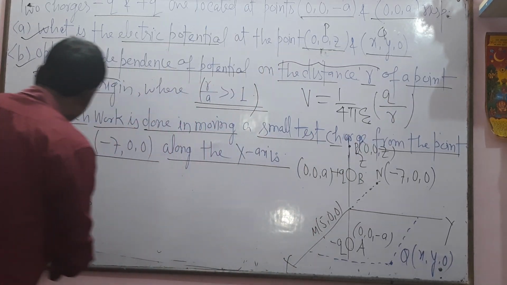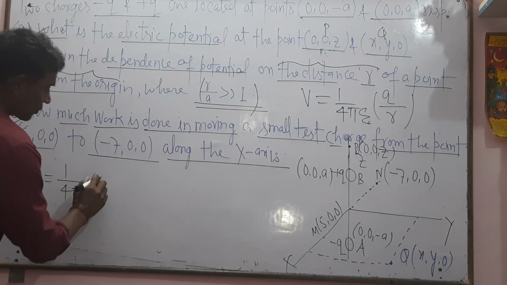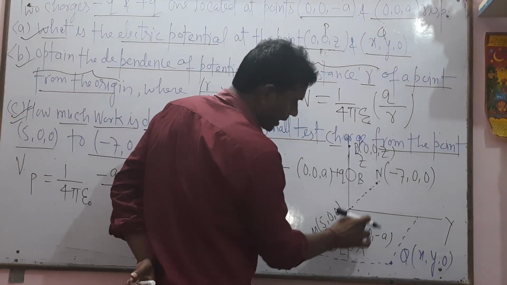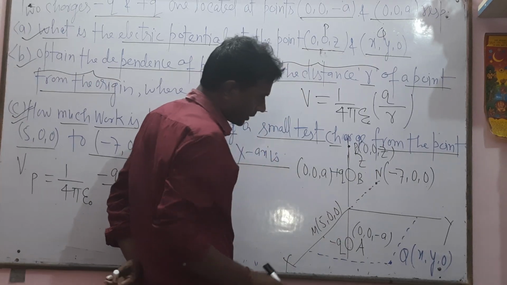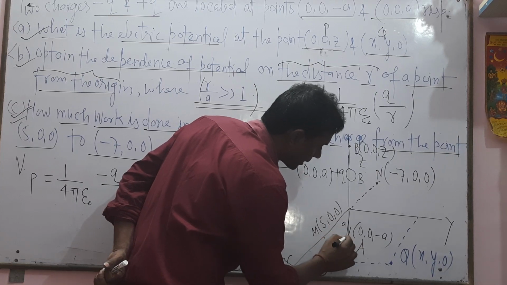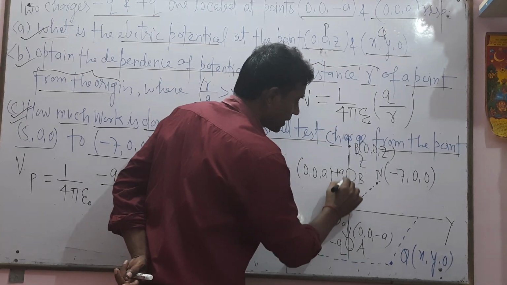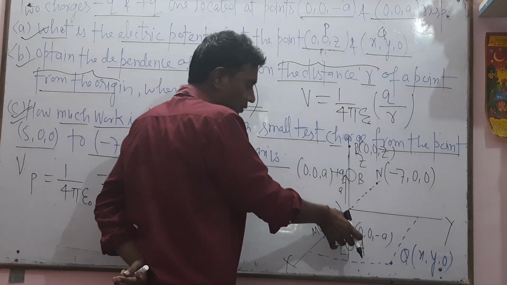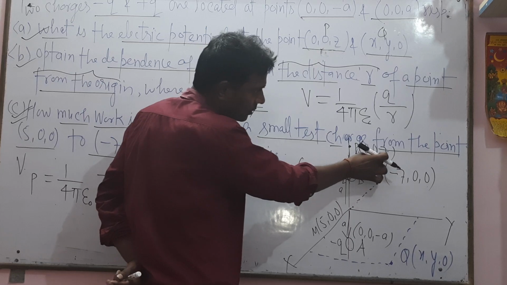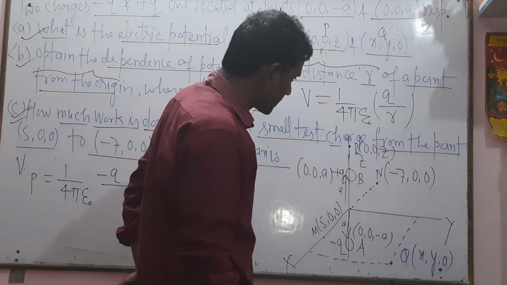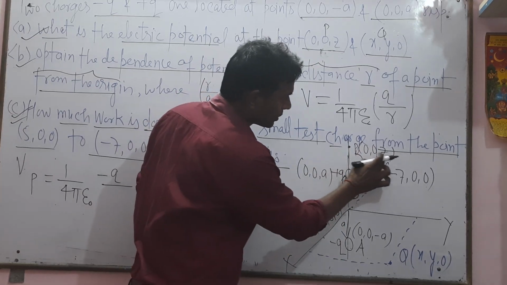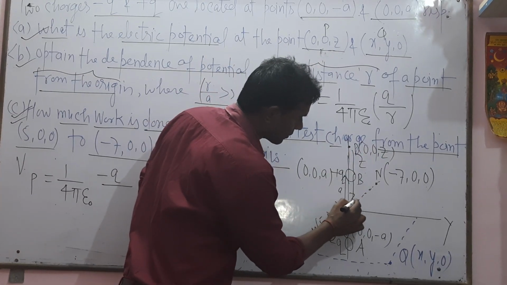In that we can say electric potential at P point equals minus Q divided by R. R means AP. This is the 0, 0, minus a, so this is the A point. This is the B point, 0, 0, a. So a plus a equals 2a. This distance equals z, 0, 0, z.